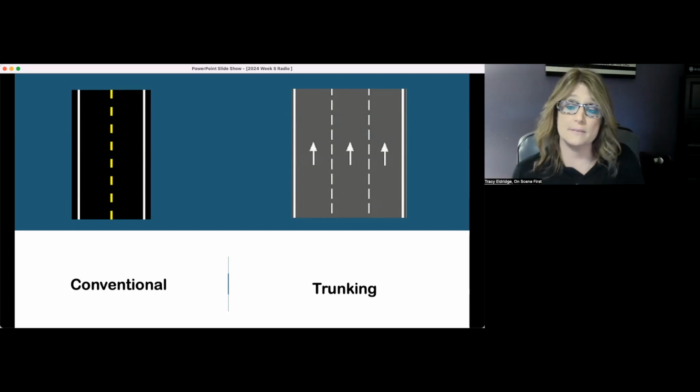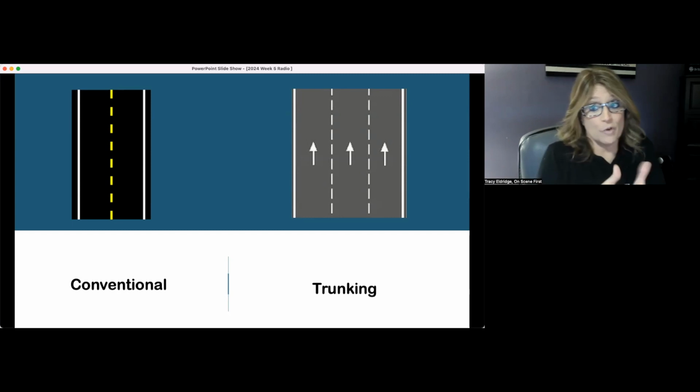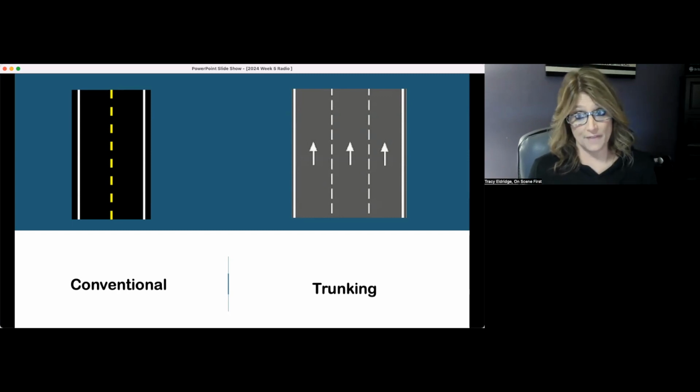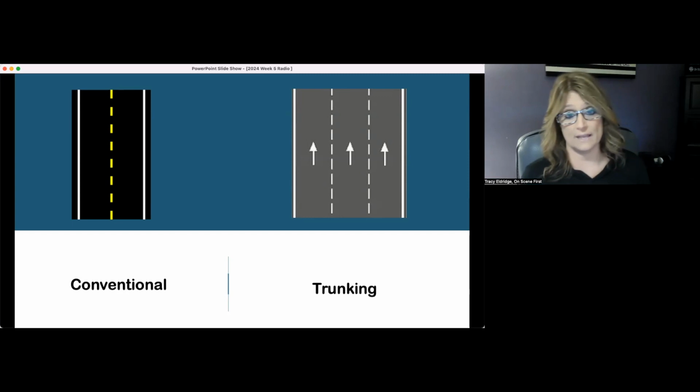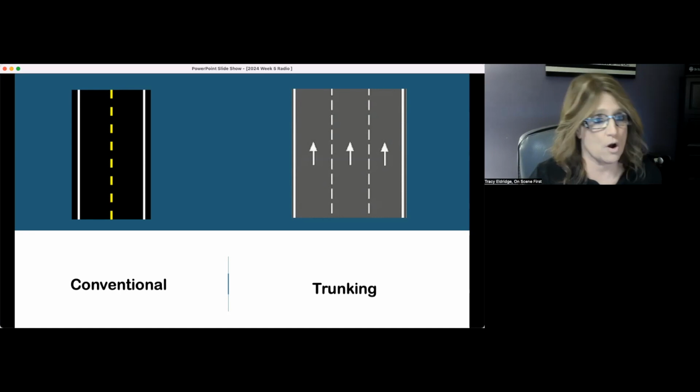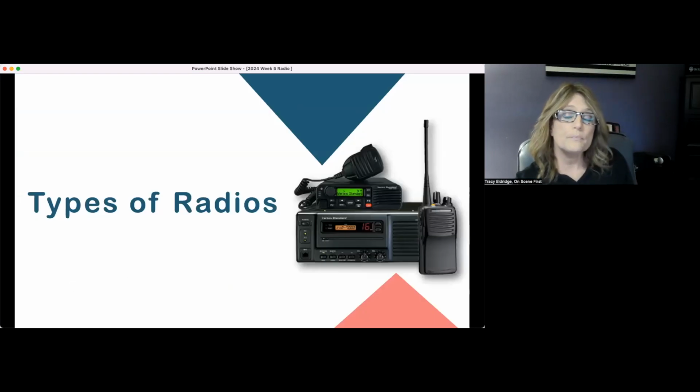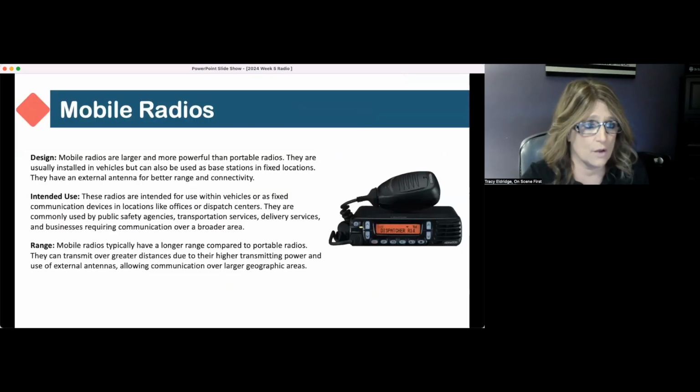The trunking system is more like a highway. We have 3 lanes. And if I need to get somewhere, I can move over into another lane. And if that lane's blocked, I can move over into another lane. And maybe even the breakdown lane or the shoulder on the other side of the road. The bottom line is the trunking system gives us more options to get that radio transmission through without getting the system bogged down.